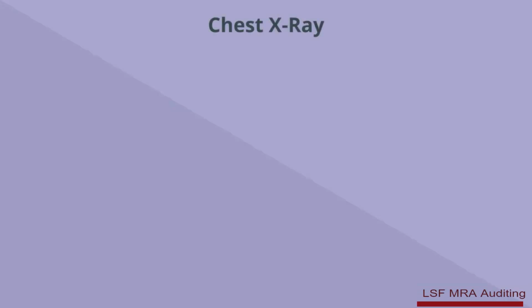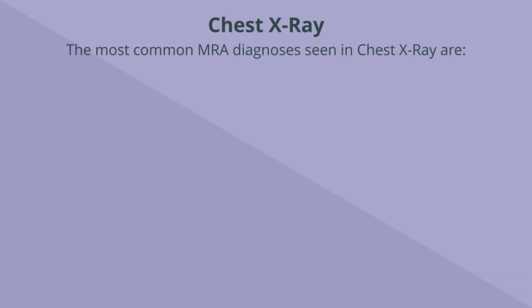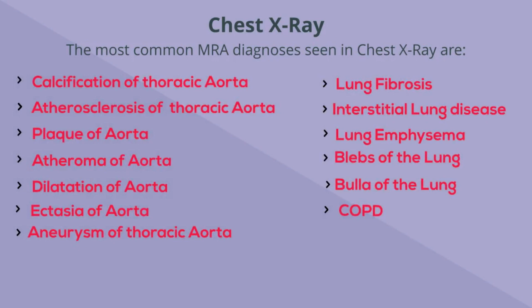The most common MRA diagnoses documented in a chest X-ray are calcification of thoracic aorta, atherosclerosis of thoracic aorta, plaque of thoracic aorta, atheroma of thoracic aorta, dilation of thoracic aorta, ectasia of thoracic aorta, aneurysm of thoracic aorta, lung fibrosis, interstitial lung disease, emphysema of the lung, blebs of the lung, bulla of the lung, chronic obstructive pulmonary disease.